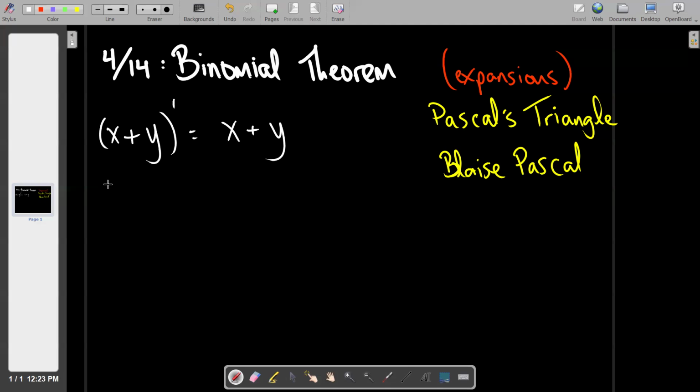Now we're going to take x plus y and raise it to the power of 2. What we're doing right now is called an expansion. We're taking a binomial to a power and we're expanding it. x plus y squared is a nice condensed form. x plus y squared can be expanded out into its full self. Anyone know what that would be off the top of their head?